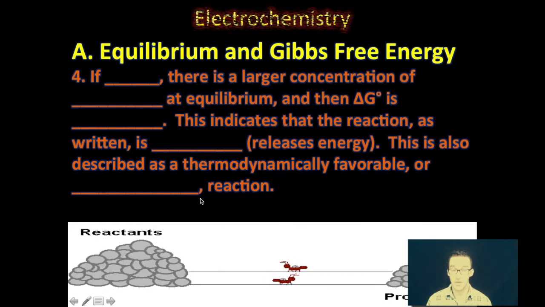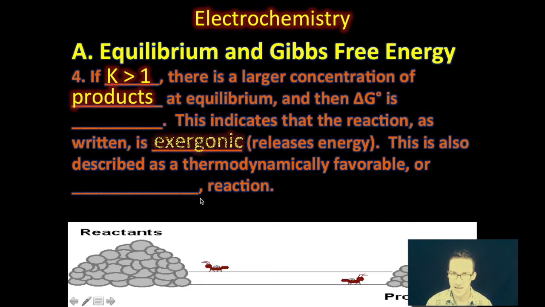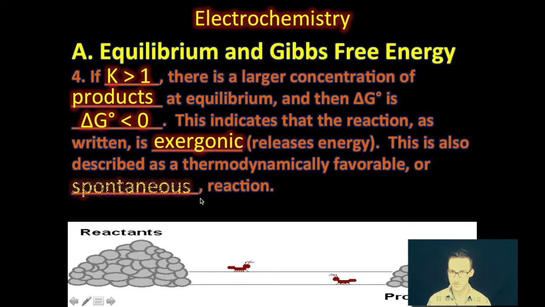Okay, on the other hand, if K is greater than 1, again, what that means is that there's a larger concentration of products at equilibrium, and then delta G, or your Gibbs free energy change, is going to be less than 0. This indicates the reaction, as it is written, is exergonic. Exergonic releases energy. This is also described as a thermodynamically favorable or spontaneous reaction.